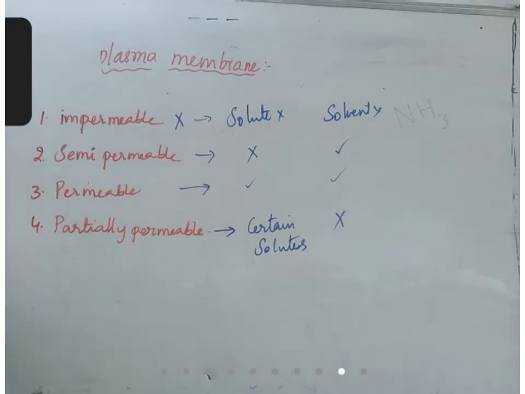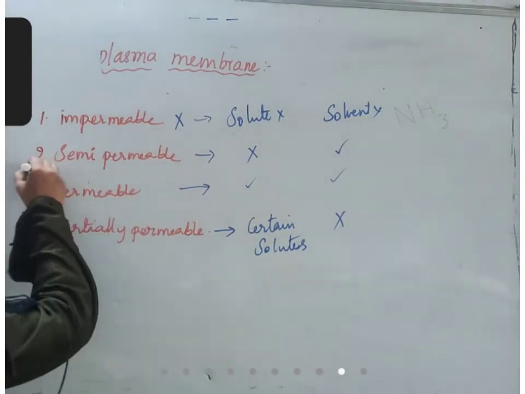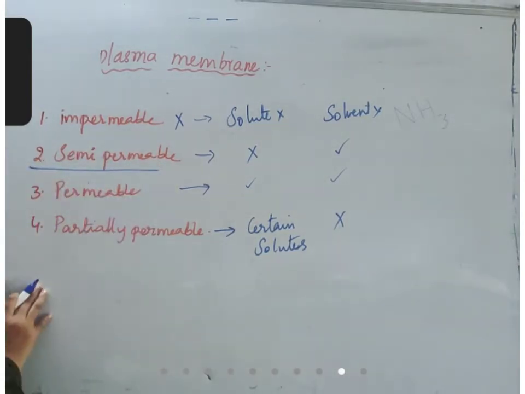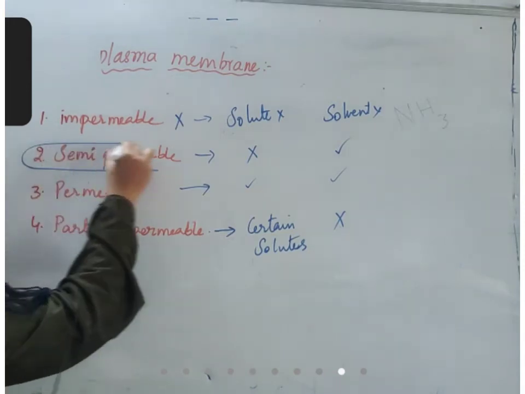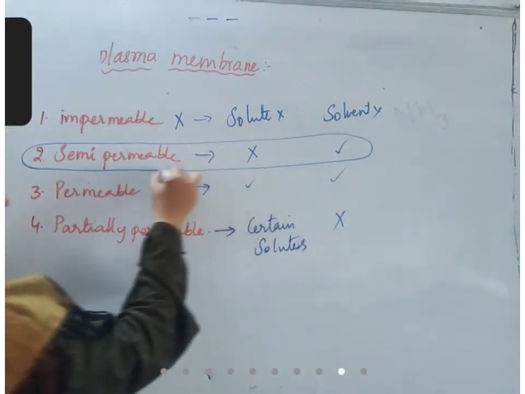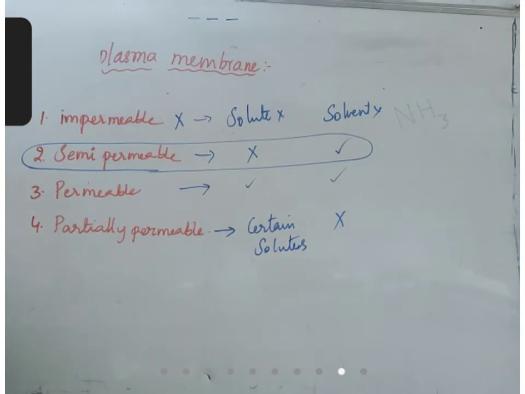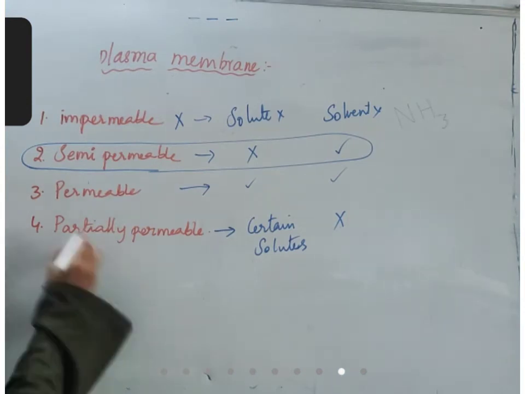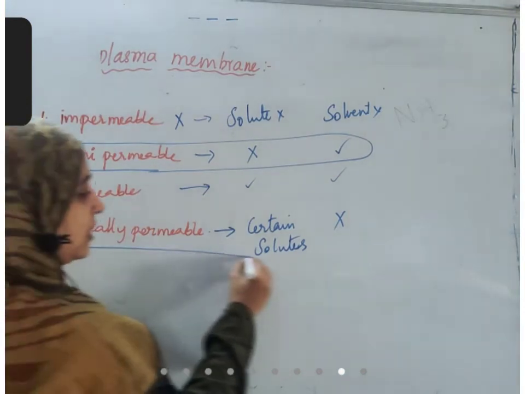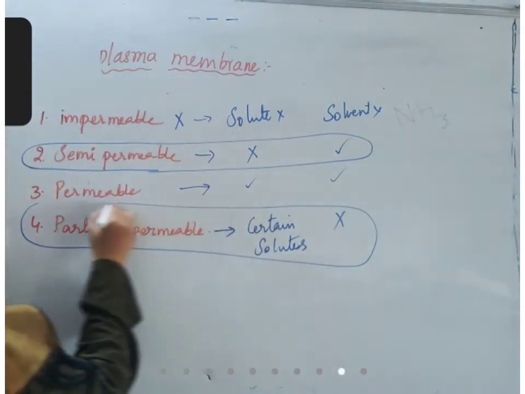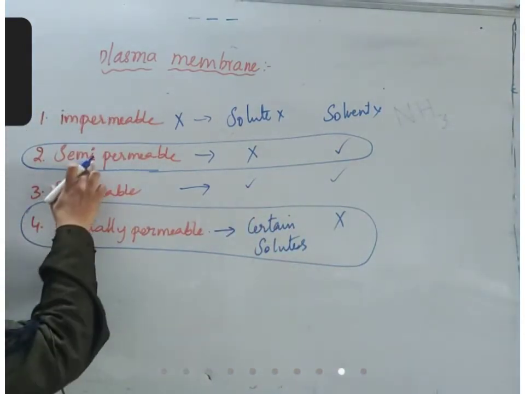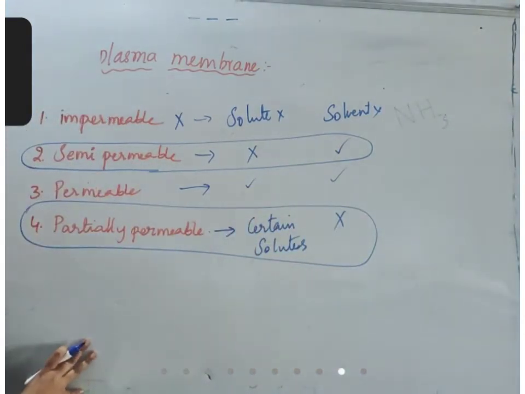A plasma membrane is a semi-permeable membrane. Some certain cells have partially permeable membranes. Most of the cells have semi-permeable membranes.